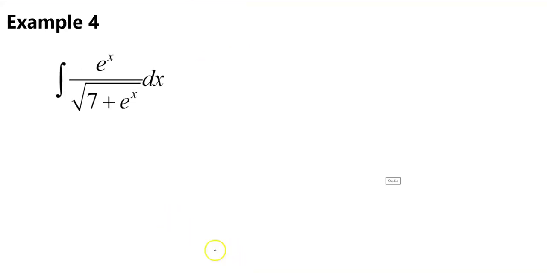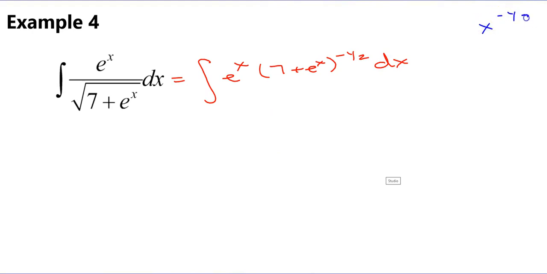All right, here's another one. Let's start with a rewrite. So I've got e to the x, and then I've got 7 plus e to the x to the negative 1/2. And we can see that x to the negative 1/2 would be the outer function, right? So let's write that. That's my outer function. If I want to antiderive that, I'm going to bump the power up by 1, so I'll be at 1/2. And then remember to divide by 1/2, so that's 2.